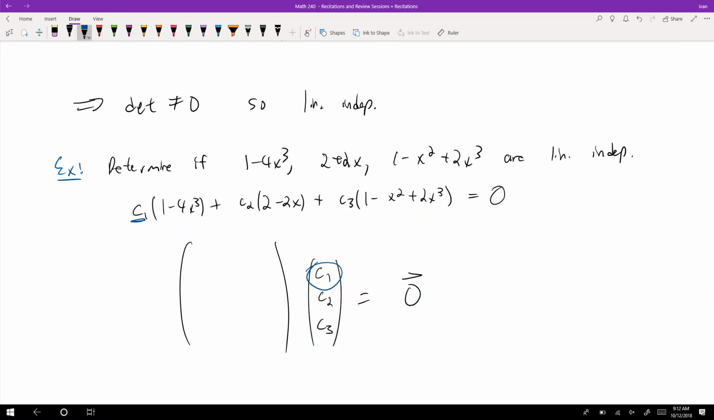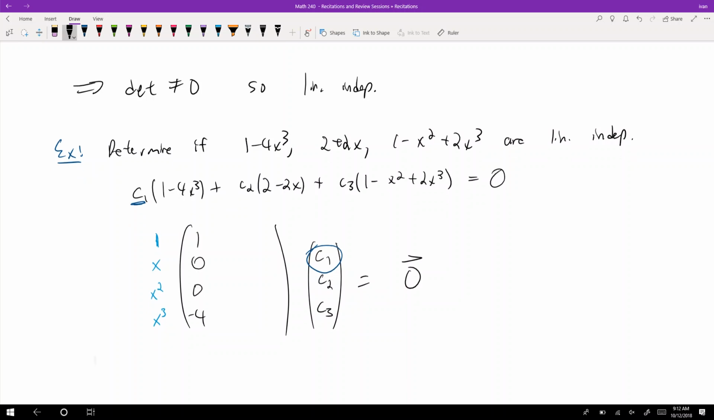So we want to put the coefficients in the matrix, and we have to have some order to put the coefficients in. So what I'm going to do is say the first row is going to be all constants. The second row is going to be the x terms. The third row is going to be the x squared terms, and the fourth row is going to be the x cubed terms. It makes sense. All right, and now we need to take 1 minus 4x cubed and put it in the column. So the constant term is 1. There's no x term. There's no x squared term. And then the x cubed term is -4.